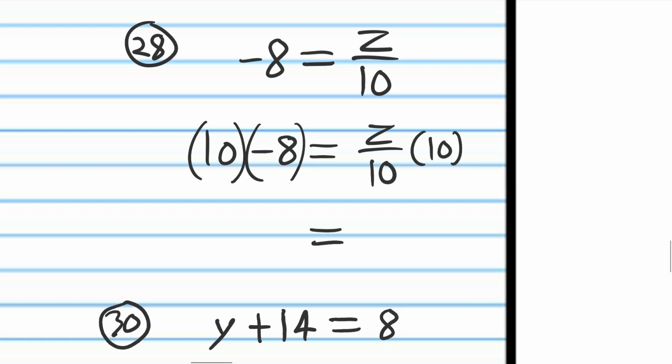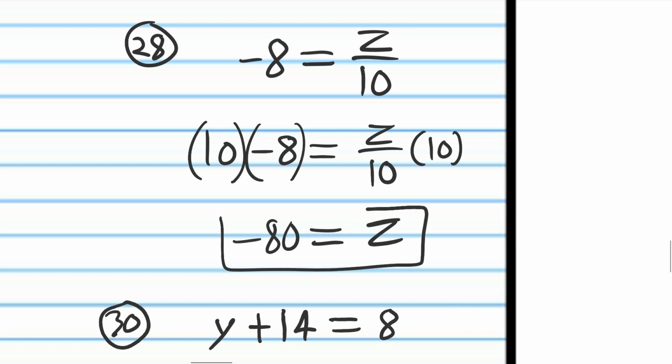All right, so 10s cancel out. You're left with z. 10 times negative 8 is negative 80. So if you got negative 80, good job.